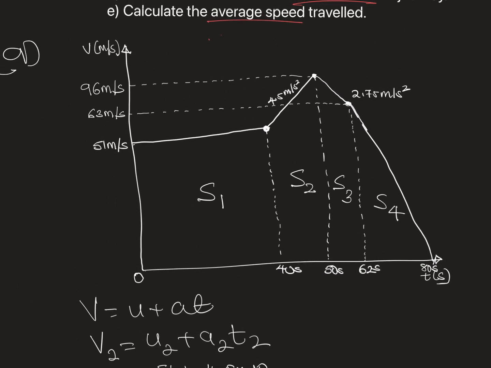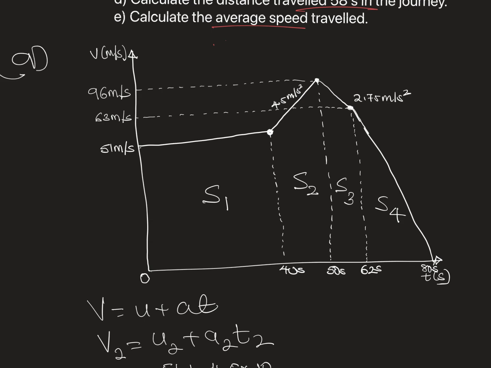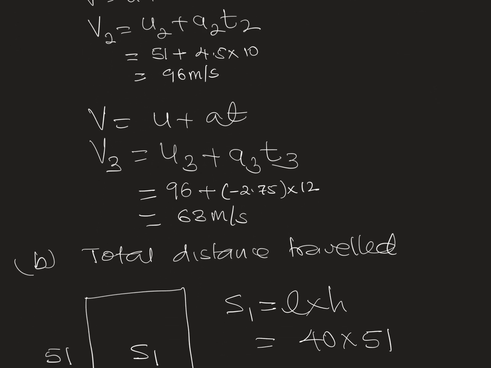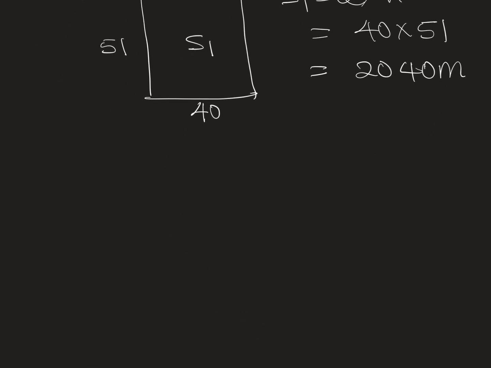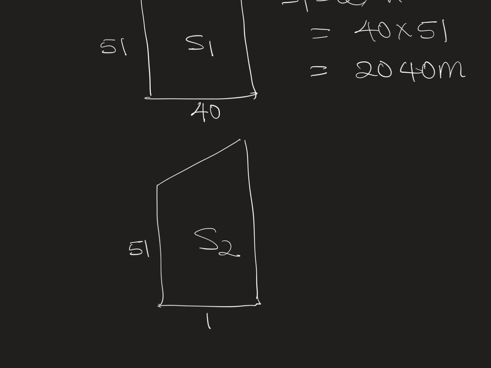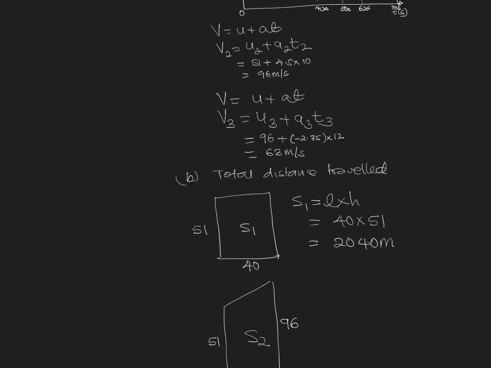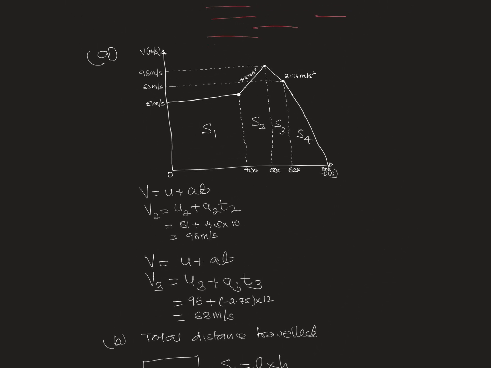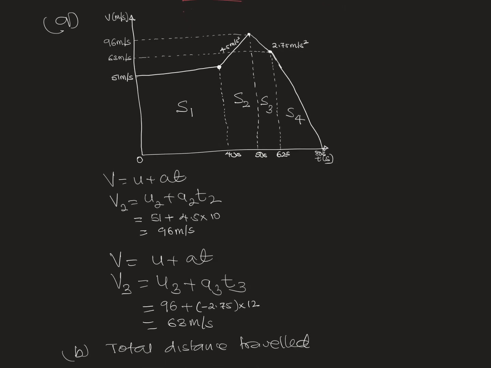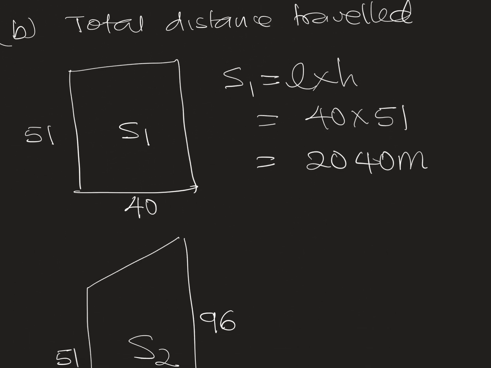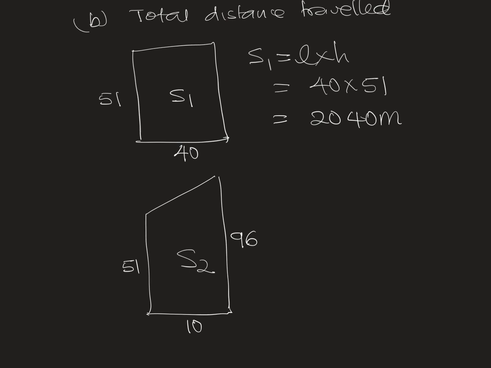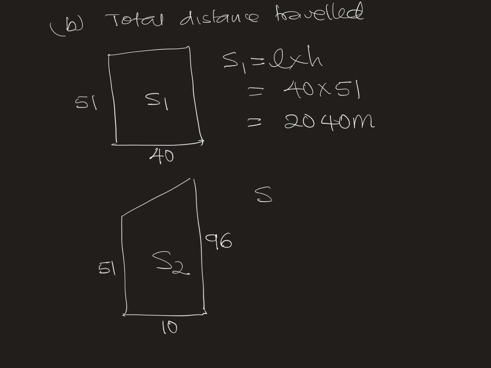Moving on, we can continue and look at the shape of S2. It looks like a trapezium. So we have S2 like this. This is 51, this is 10, this is 96. Going back to it quickly. Yes, we are right. 51, 96, 10. So S2 looks like a trapezium.